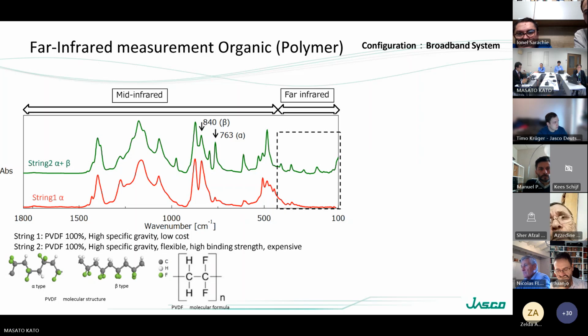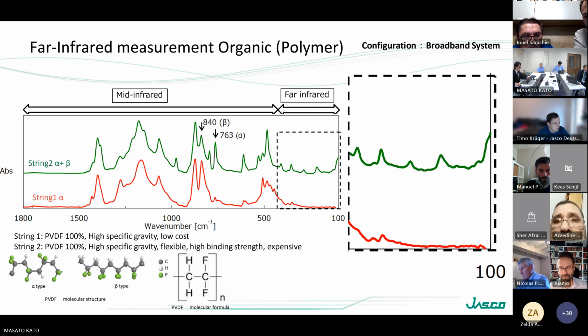FIR measurement of organic compounds. Differences in crystal structure exist not only in inorganic materials but also in organic compounds. The data presented here compares two fishing lines. In the mid-IR region alone, it is difficult to determine whether the difference is due to the crystal structure or the influence of the additives. But in the FIR region, the peaks are clearly different, indicating that these have different crystal structures.